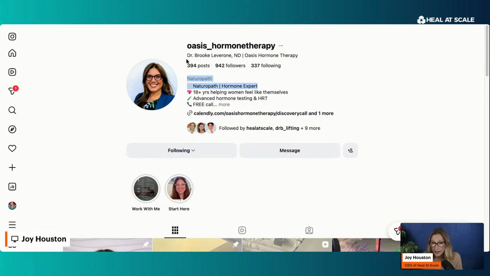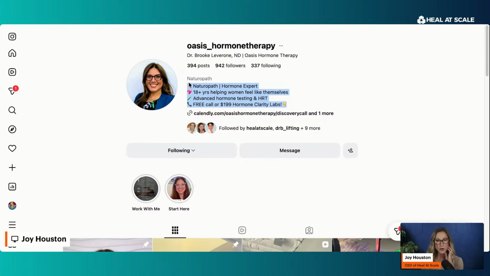Okay. So what I love is that she's made it very clear that she's a doctor and she's made it very clear that she does hormone therapy. She's accomplished that right here. Awesome. I love that for her. So I don't want her to also take up more precious real estate down here doing that. Also, this is like 18 years plus helping women feel like herself. That 18 years plus is valid, but we've got more room up here, right? So what I would want to do is make sure that she's clear about what she's trying to do.